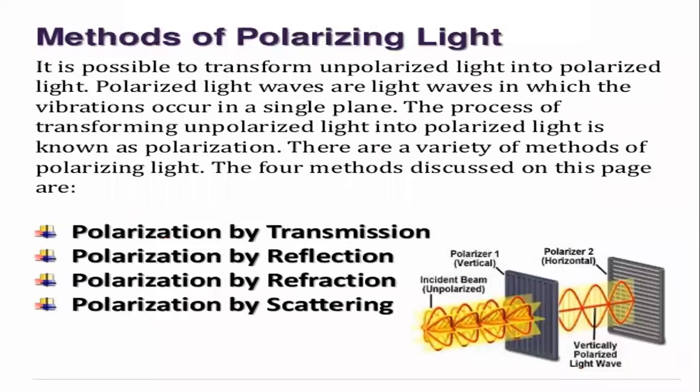So see here what the methods of polarizing light are. You can observe easily that it is possible to transform unpolarized light into polarized light. Yes, by looking at that figure we can identify easily in which direction they are moving. So polarized light waves are light waves in which the vibration occurs in a single plane. The process of transforming unpolarized light into polarized light is known as polarization.